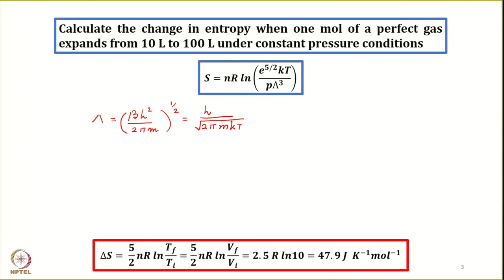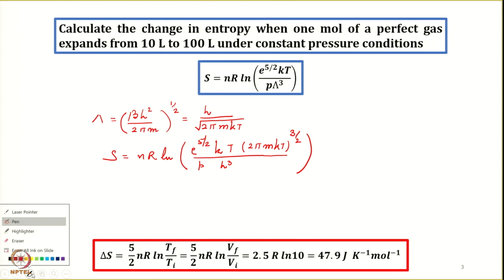Therefore, when I substitute this lambda into the entropy expression, what do I get? nR log of exponential 5 by 2, kT upon P, and now I need to put lambda cubed. This is going to be h cubed, and here what I have is 2 pi m kT raised to the power 3 by 2. Carefully examine what I have done. I have substituted for lambda. Lambda is h over the square root of 2 pi m kT. So e raised to the power 5 by 2, kT, pressure remain, and instead of lambda cubed, I have written h cubed divided by 2 pi m kT raised to the power 3 by 2.